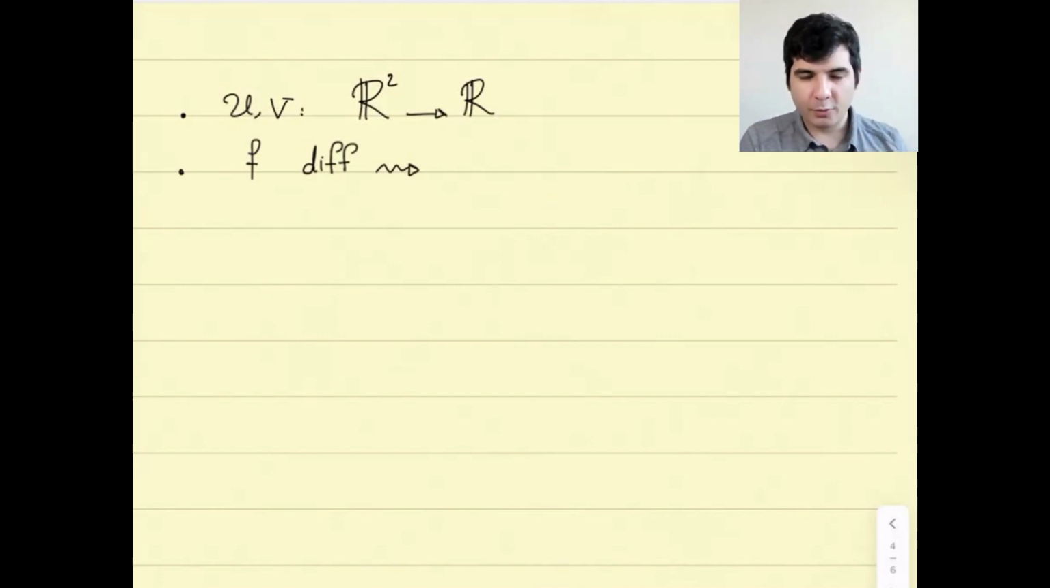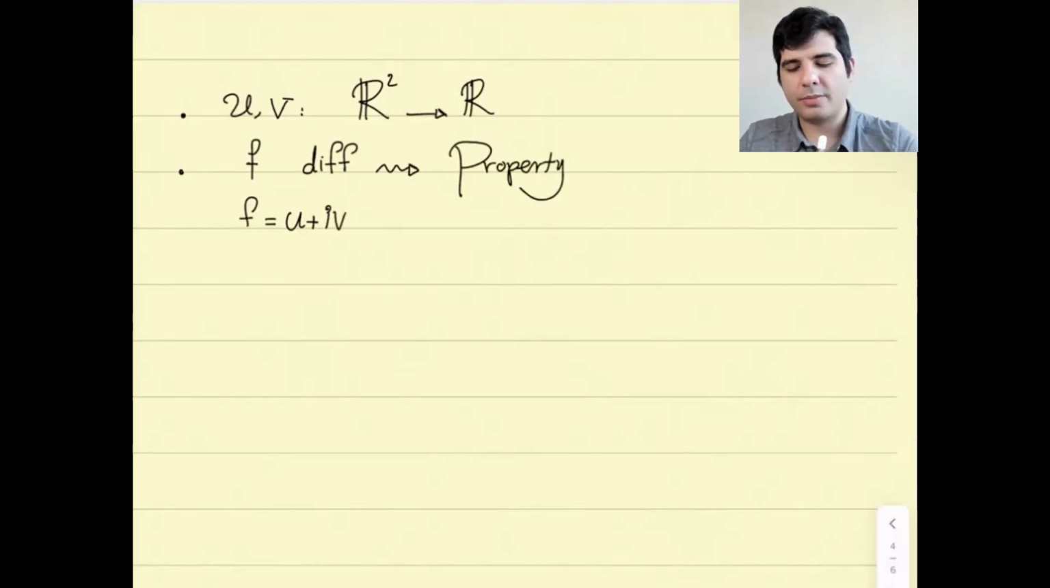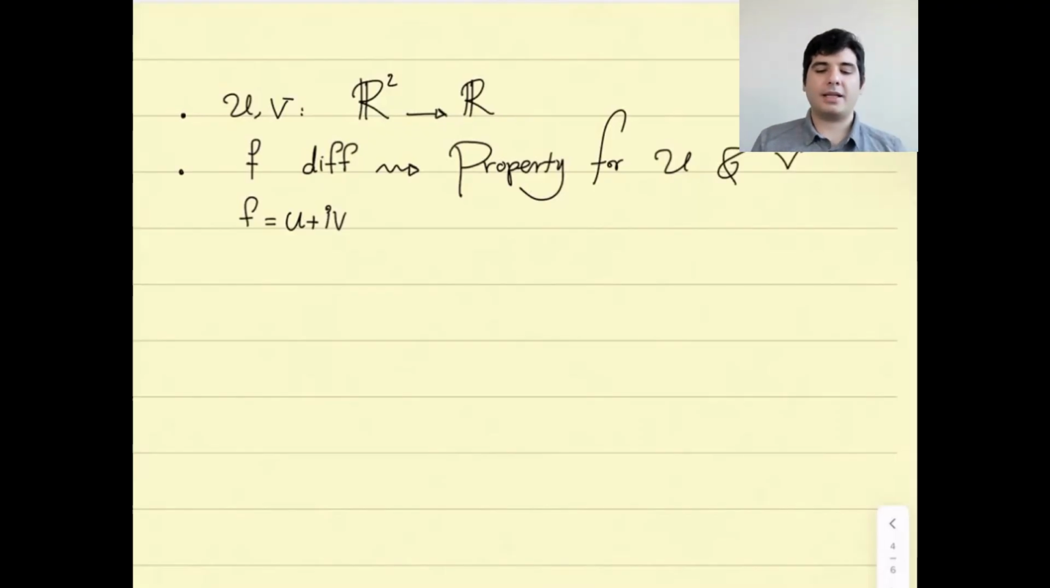So f would be complex differentiable, knowing f is equal to u plus iv. We are looking for a property for u and v so that it would be equivalent to f being complex differentiable. And that is what is known as the Cauchy-Riemann equations. So I'm going to write down the Cauchy-Riemann equations, and then I'm going to state the theorem.